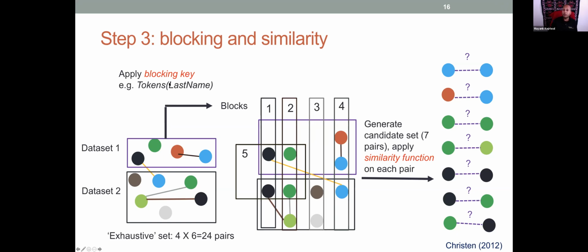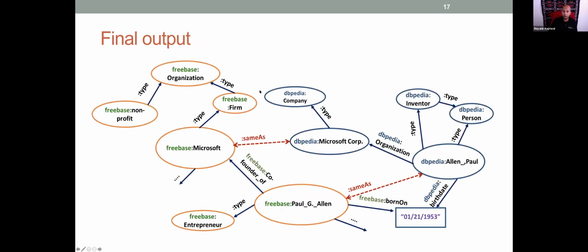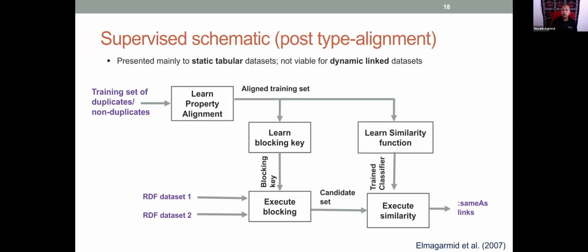But how do you get a good blocking key? And how do you get a good similarity function? These are all interesting problems. And then finally, your final output is that you do all of that, you get the same-as links, and then you put them in the ENS, and you have entity resolution at web scale. So that's the vision, at least.